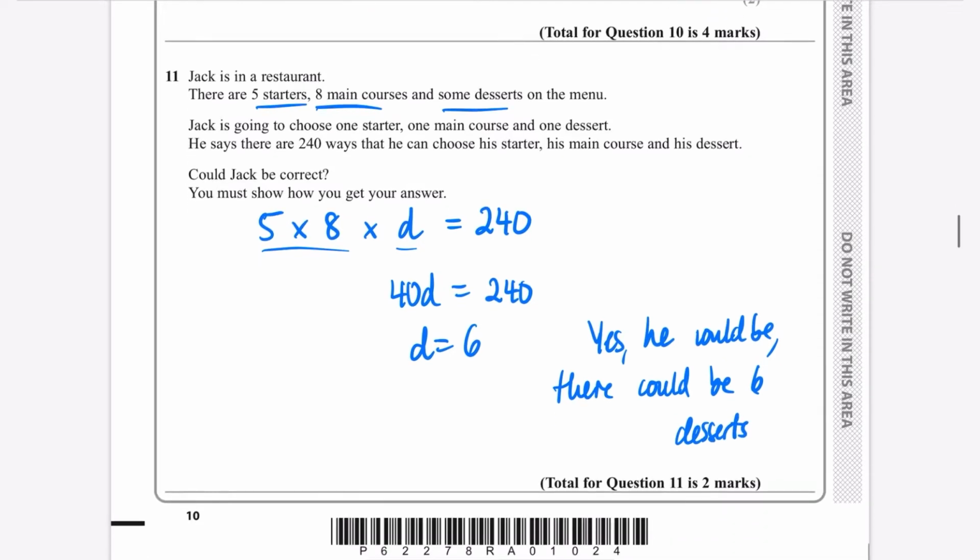Now the reason it's saying this is because if you got something that was not a whole number, then you wouldn't be able to do this. It would only work if it's a whole number. If it was a decimal, obviously that's not going to work. You couldn't have like 3.5 desserts on a menu.